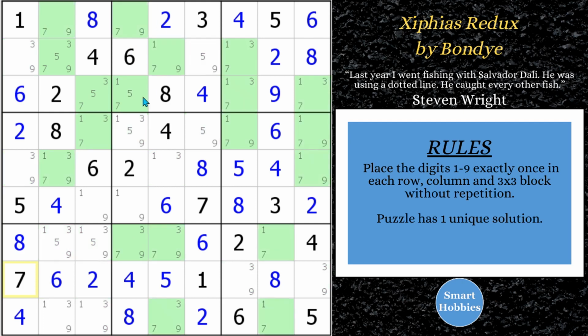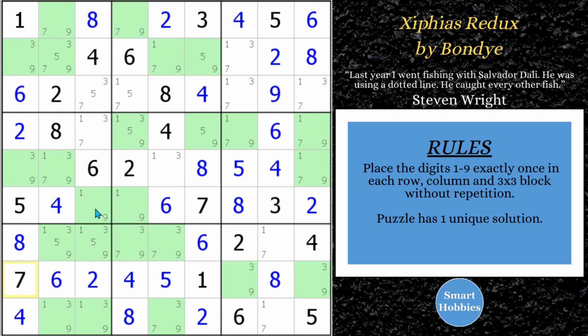Nothing else I can do with the 5s. The 7s. Kind of curious what the 7s are going to give us. 1, 2. Nothing I can do with the 7s yet. And then the 9s. Is there anything we can do with these 9s? I mean, I see sort of a 2-string kite.